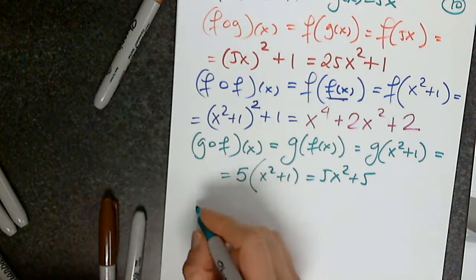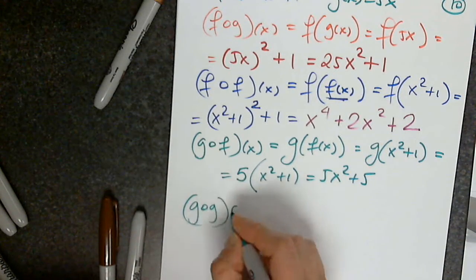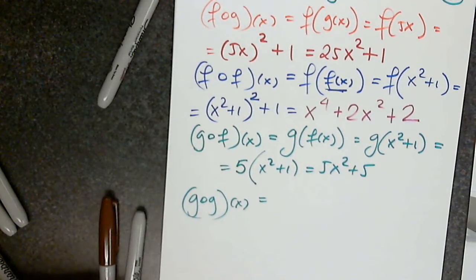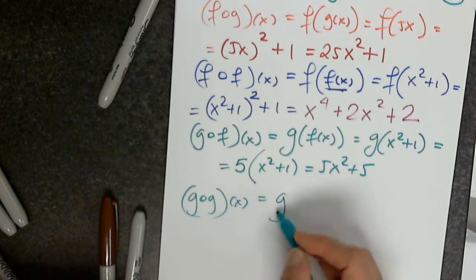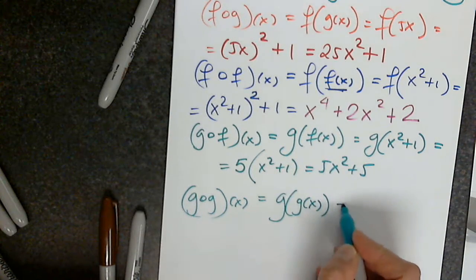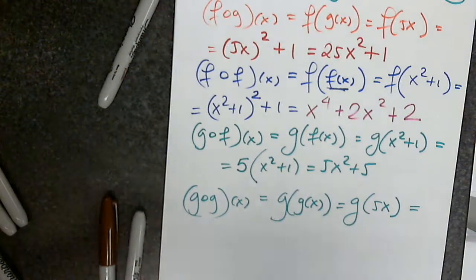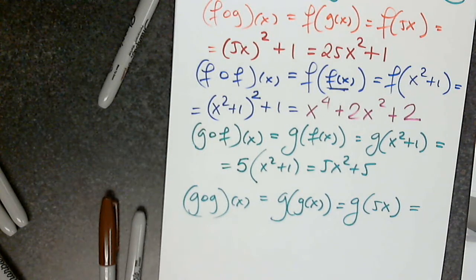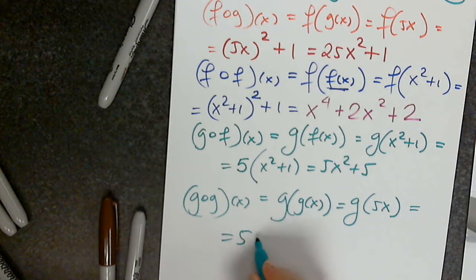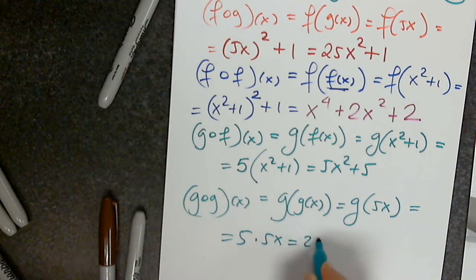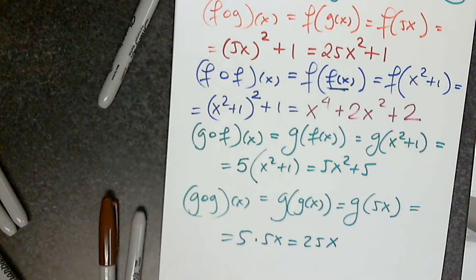Finally, g comp g. The definition first, g of g of x, which is g of 5x, which is, I look at g again, 5 times whatever. So that is 5 times 5x. Any questions on how to find the function composition?